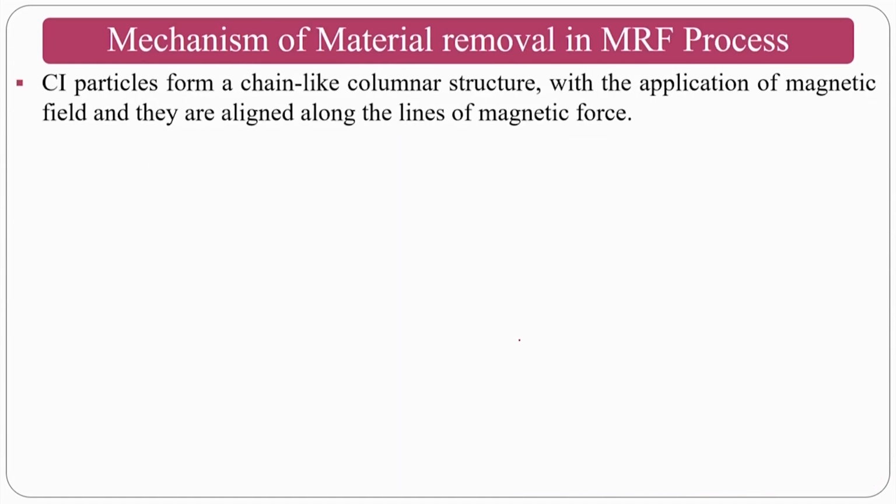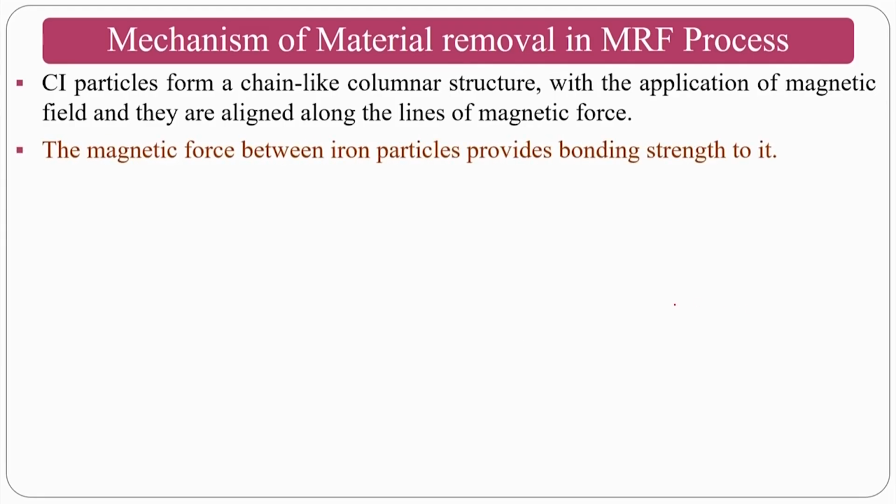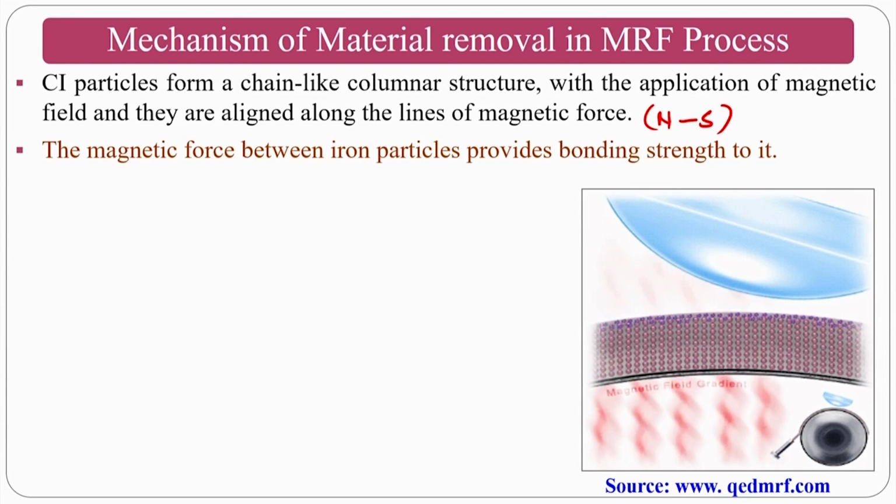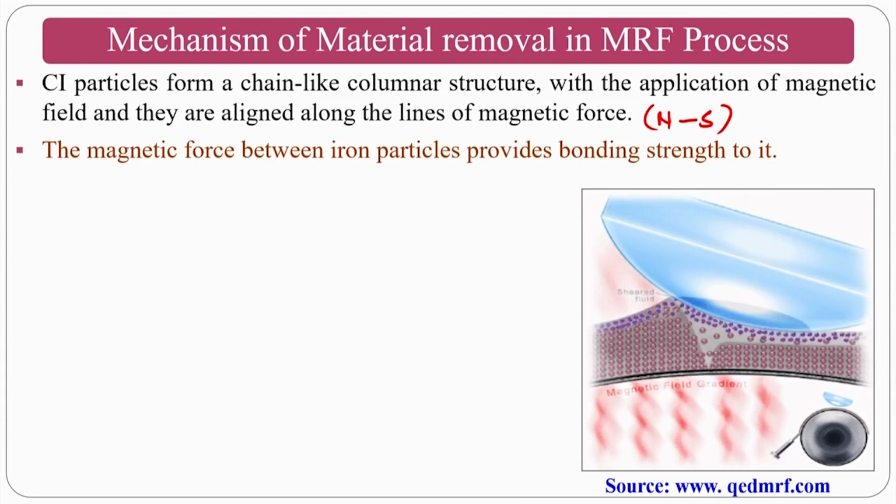So, the mechanism of material removal in the MR finishing process: carbonyl iron particles form the chain-like columnar structures that you have seen in the previous slides. With application of the magnetic field, they align along the lines of magnetic force from north pole to south pole. The magnetic force between iron particles provides the bonding strength to the MR fluid, and you can see here the animation where the magnetic field is applied like this.